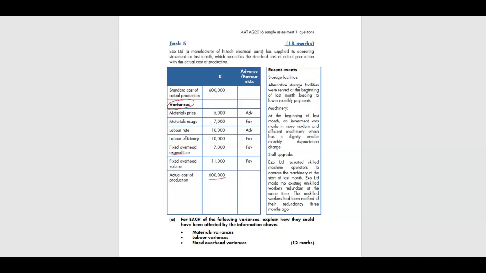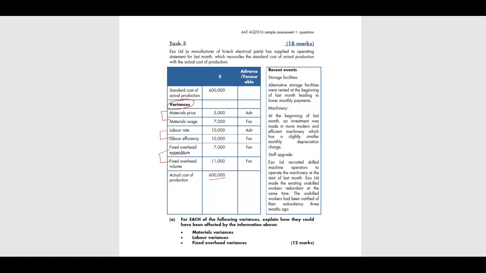So the first thing we have to see is the link between these: the material price and usage, then the link between labor rate and labor efficiency, then fixed overhead expenditure and volume. This will give us some clue to identify the answer.